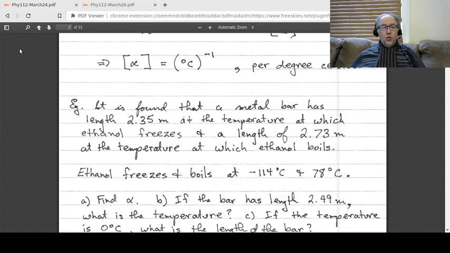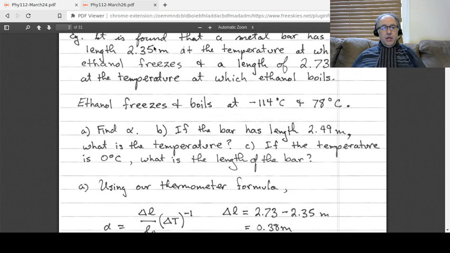Okay, so what do I ask you to do here? Well, we're going to use that formula, and we're going to first find alpha. And then once we find alpha, we can use the formula with the metal bar to measure temperatures. In other words, it's become a thermometer at that point. So if the bar has a length of 2.49 meters, so that's more than the 2.35 but less than the 2.73, what's the temperature?